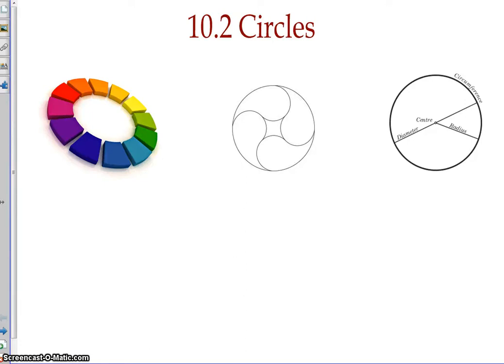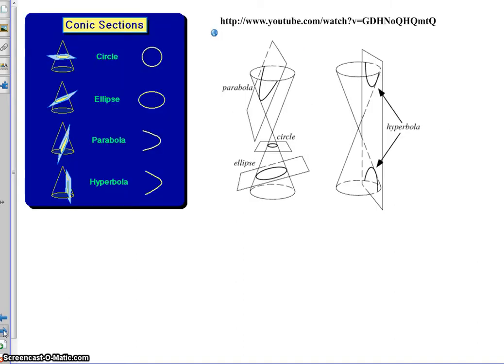Okay, so now we're going to go into section 10.2 in our pre-calculus book, which is about circles. And you've been hearing about and knowing about circles for some time now. You should know about the color wheel circle, that circles can make some fun designs, and that circles have a circumference. They definitely have a center, a radius, and a diameter. And we're really going to focus in on the math of circles today.